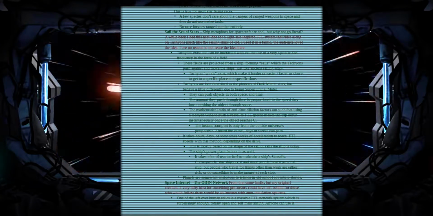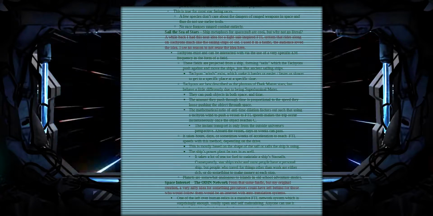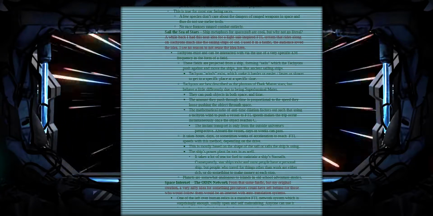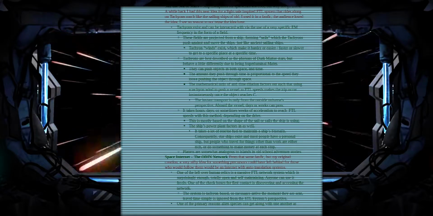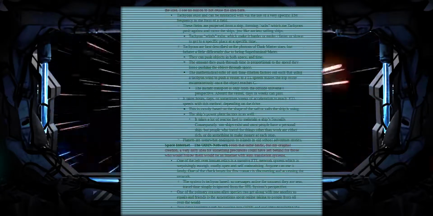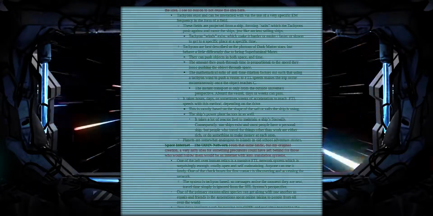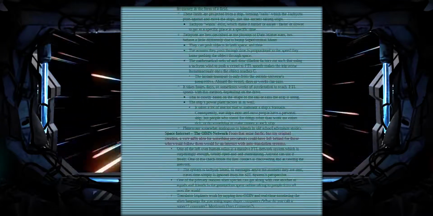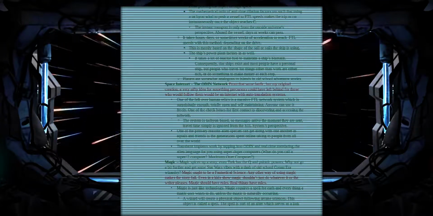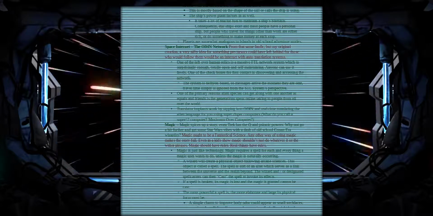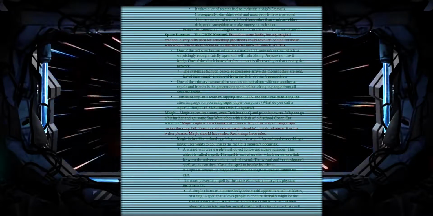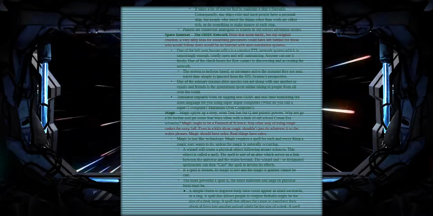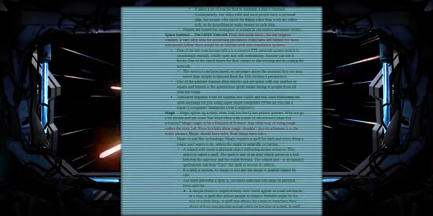The ship's power plant factors into this too. It takes a lot of reactor fuel to maintain a ship's star sails. Consequently, starships exist and most people have a personal ship, but people who travel for things other than work are either very rich or do something to make money each stop they make. And this whole system also makes planets somewhat analogous to islands in old school fantasy stories, with bigger planets that are more important being somewhat analogous to continents.